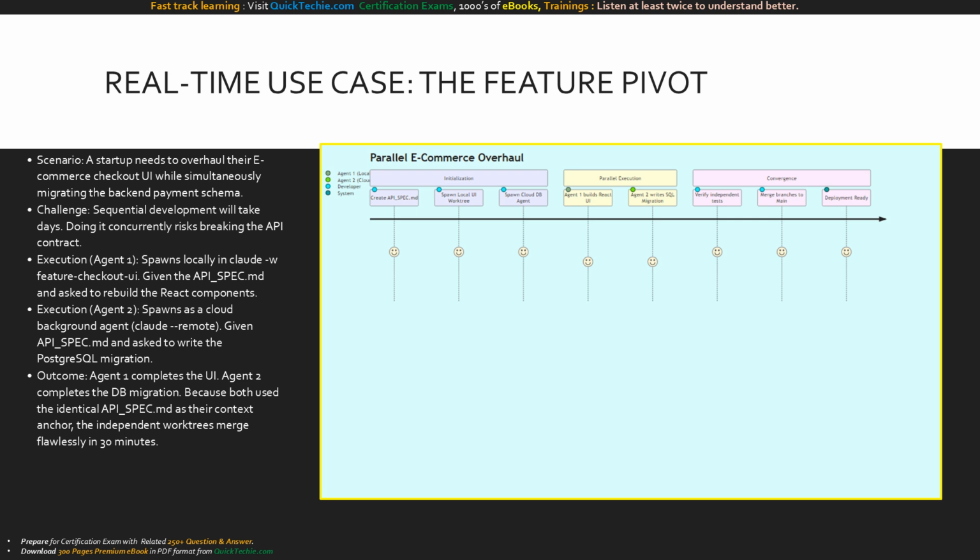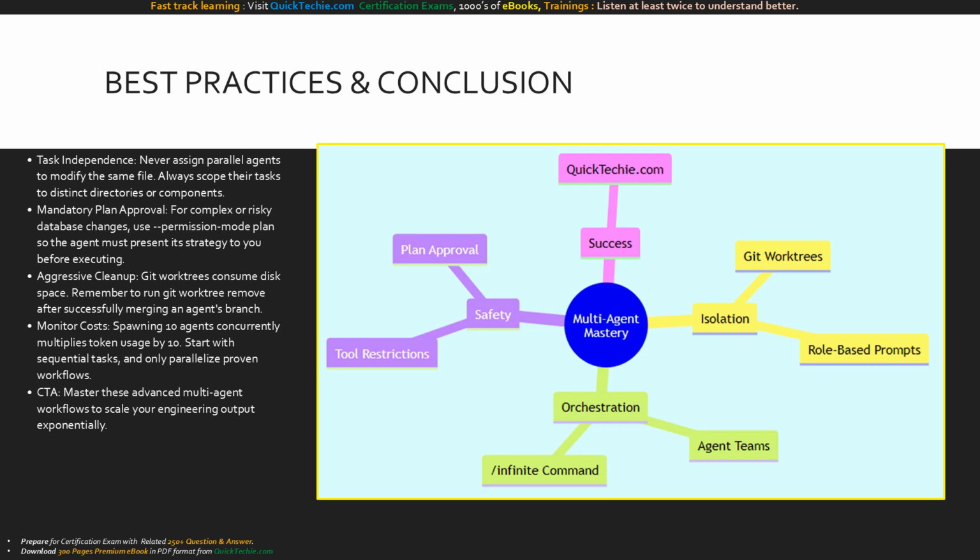To wrap up, let's establish the best practices for multi-agent workflows. First, task independence. Never assign parallel agents to modify the exact same file. Always scope their tasks to distinct components. Second, enforce mandatory plan approval. For risky backend changes, use permission mode plan so the agent explicitly asks for human approval before executing code.